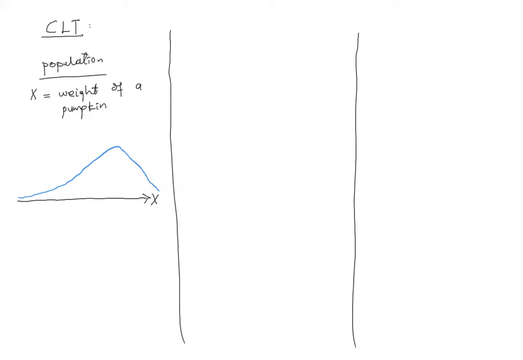So this distribution, what do we call it? What type of distribution is it? Skewed left, or skewed right? Negatively skewed, to the left, yes. Okay, negatively skewed. So from this population, I'm going to draw samples.